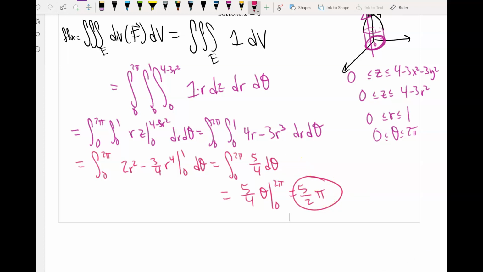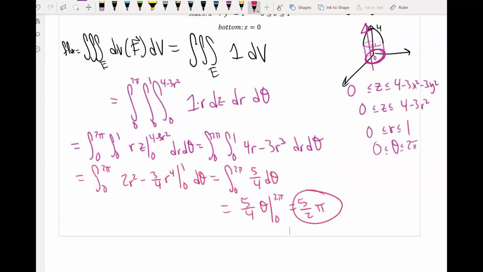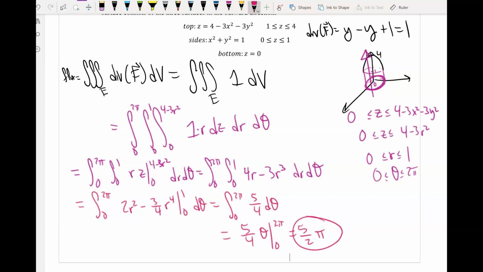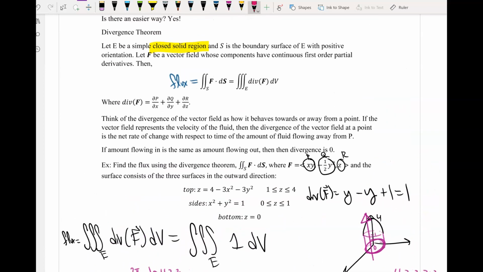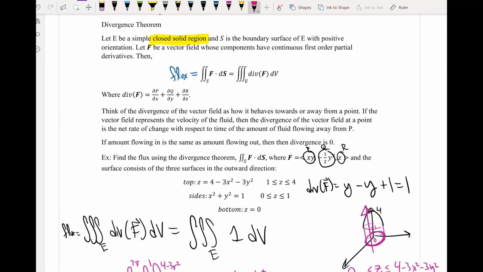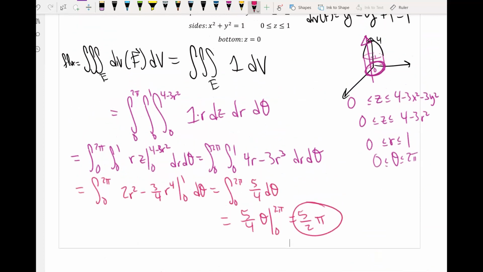In the end, this really simplified a lot of the work. Again, what we really need to make sure of is that our entire region, our entire solid, is closed. I do have some more problems on the divergence theorem. I'll go ahead and post them on our Canvas shell, or you can see them on my YouTube channel as well.